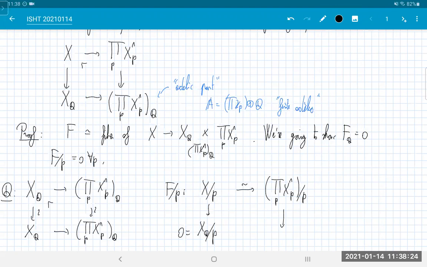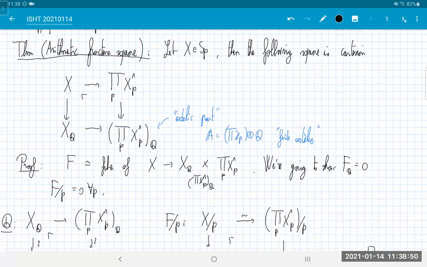And again, this concludes the proof. So that's a very, very explicit reduction of a spectrum to a rational data and a p-complete data for every p. And the rational data, as we have seen, is very easy. It's literally just compute the homotopy groups and you know everything. The p-complete data is trickier.